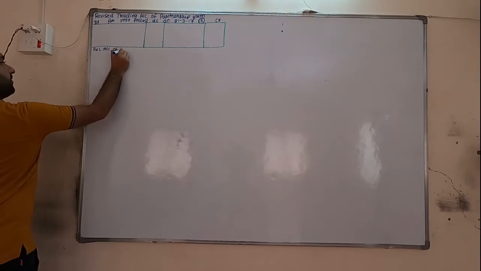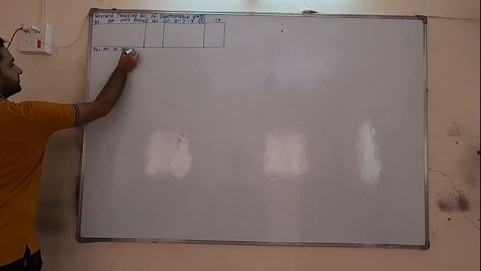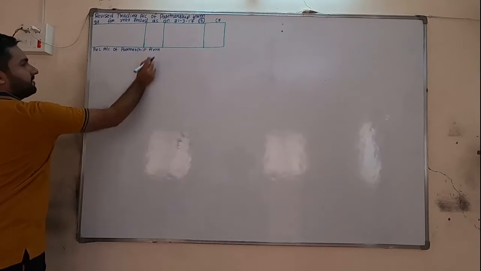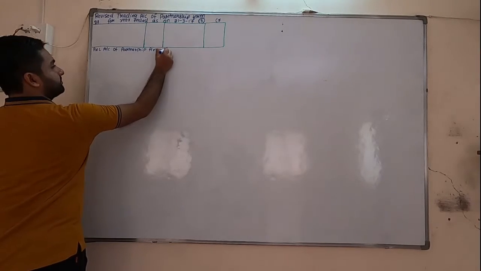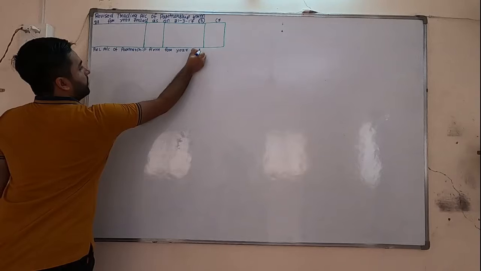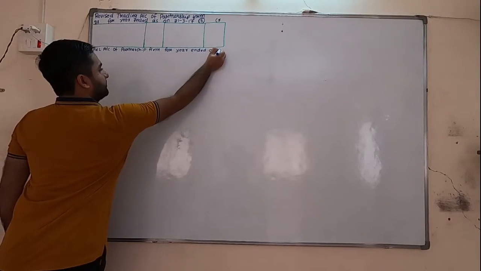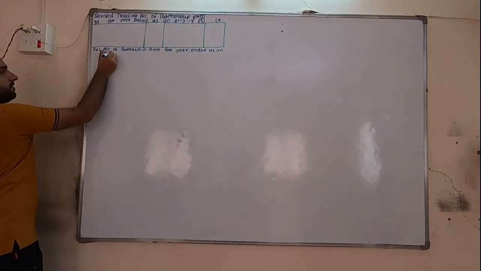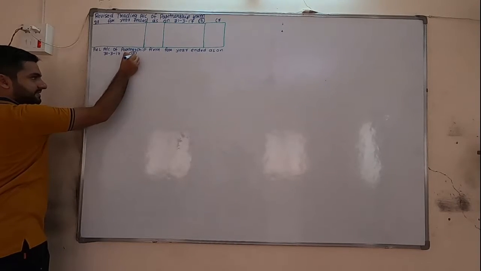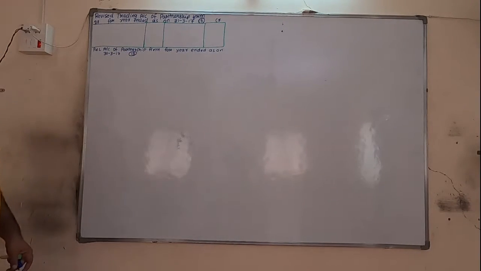Now profit and loss account. P&L account of partnership firm for year ended as on 31/3/17. Draw it for 15 lines.